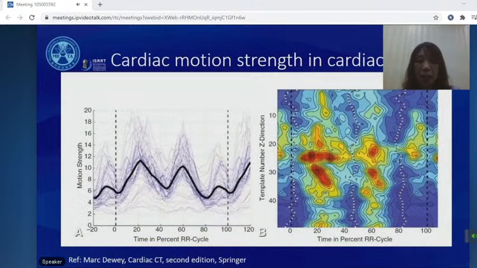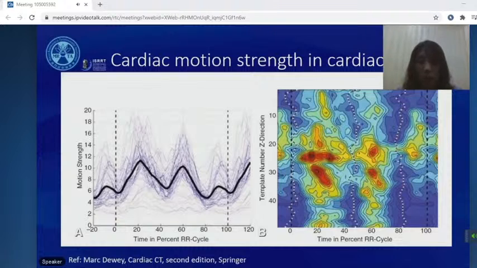And there is an interesting study showing the cardiac motion strength in the cardiac cycle. In the left chart, the horizontal scale is the motion strength. The vertical scale is the time in percentage of the R-R cycle. You will see the magnitude of the cardiac motion strength is the least at 45% and 75% of the R-R wave cycle. 75% is mid-diastolic, 45% is end systolic.